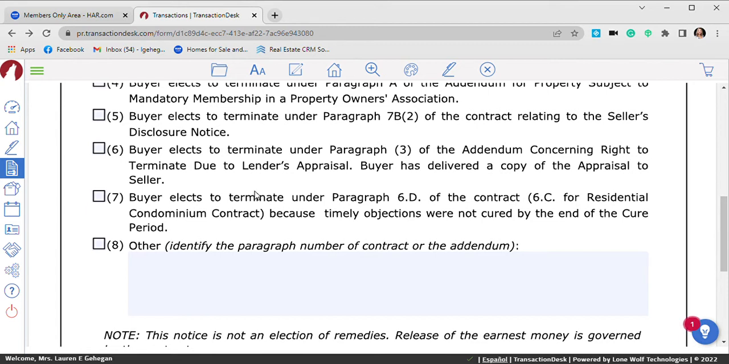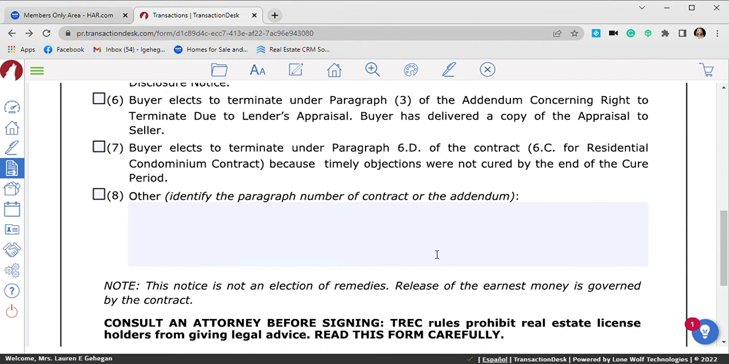The next one, number 7, is the buyer elects to terminate under paragraph 6D of the contract, 6C for residential condominium contract, because of timely objections. So let's go look at that. That is going to be 6D right here. So this is saying that usually it's a residential use property. But if it was a commercial use or something like that, or if they didn't put anything here, there are ways to terminate because of the use of the actual property.